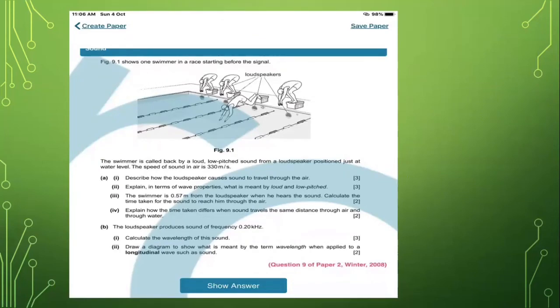Now the swimmer is called back by a loud, low-pitched sound from a loudspeaker positioned just at water level. There are loudspeakers that have been positioned, and you've been told in the diagram as well. Now the speed of the sound is given as 330 meters per second.